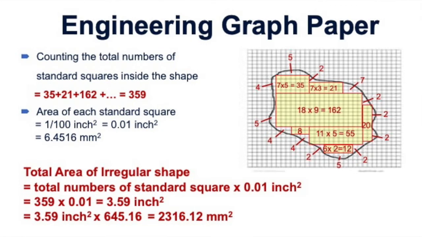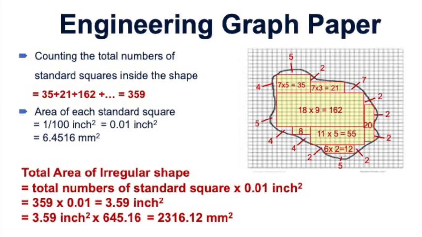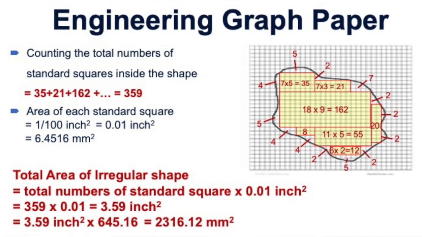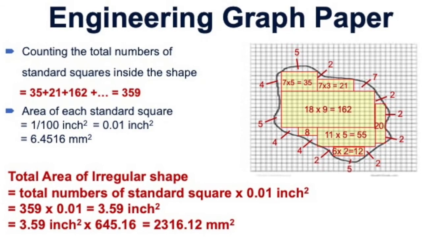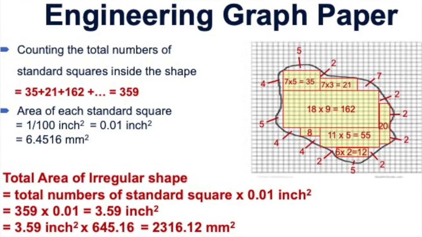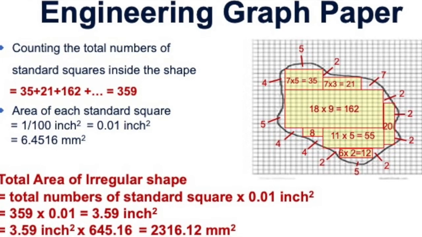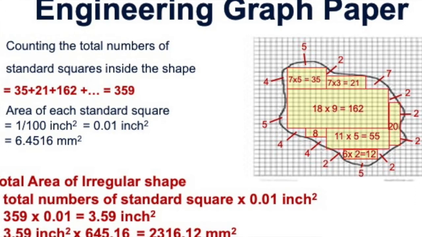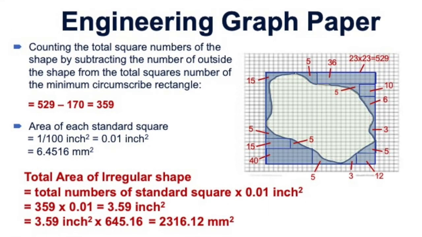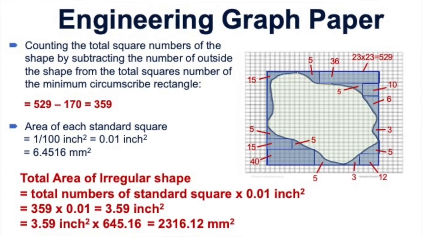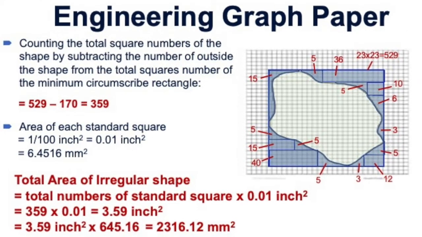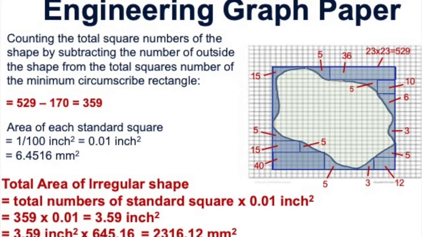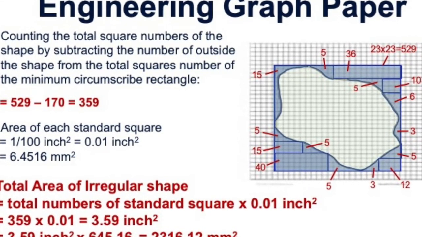The first step is to outline the irregular shape on the engineering graph paper. The second step is to count the total number of standard squares inside the shape. The third step is to calculate the area of the irregular shape using the total number of squares multiplied by the area of a standard square. An alternative is to count the total square number of the shape by subtracting the square number outside the shape from the total square number of the minimum circumscribed rectangle, and then calculate the area through the same procedure.